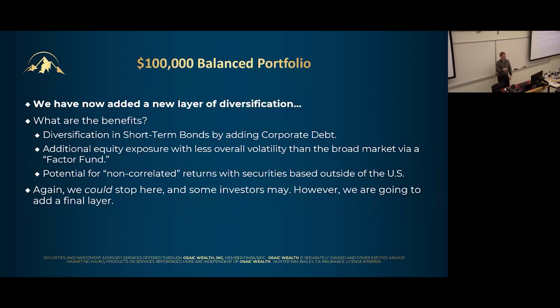We got additional equity exposure with less overall volatility than the broad market or the S&P index via our factor fund, via that minimal volatility fund. We have the potential for non-correlated returns with securities based outside of the US, which is what we just talked about. That non-correlated or less correlated, pretty much what that means is, do the returns follow the same pattern, or do they sometimes go in different directions, even if they go generally the same direction?